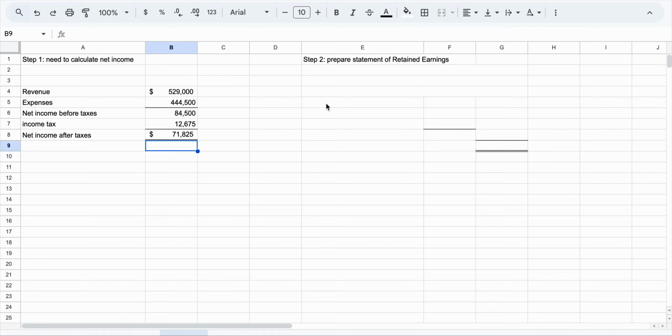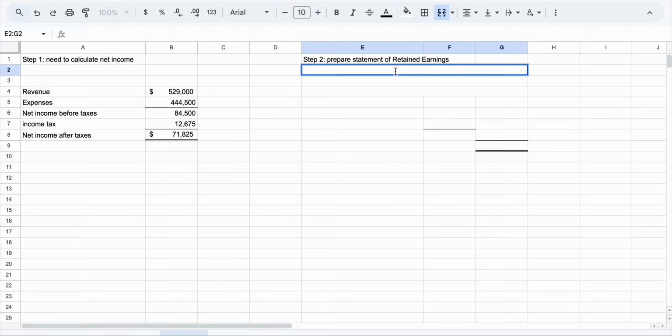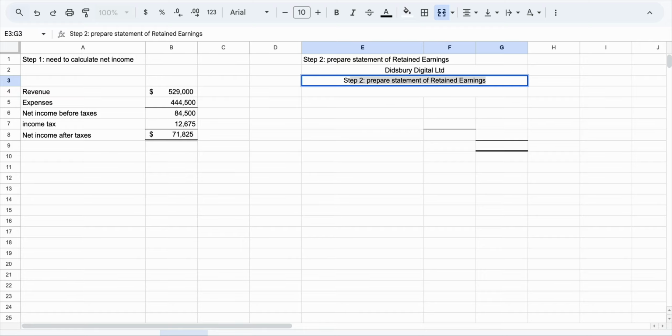Okay, so now that we have our net income, we're all set up to do our statement of retained earnings. Whenever you're doing one of these, you always start with the company name, which is Didsbury Digital Ltd. That's not a typo, that's actually how it's spelled in the textbook. And then whenever you have to prepare a statement, the middle line is always the statement name. So first one is statement of retained earnings.